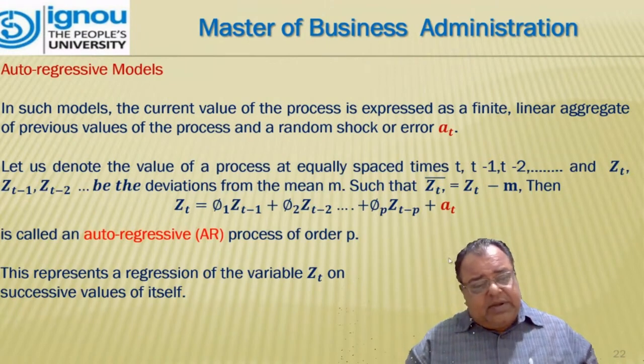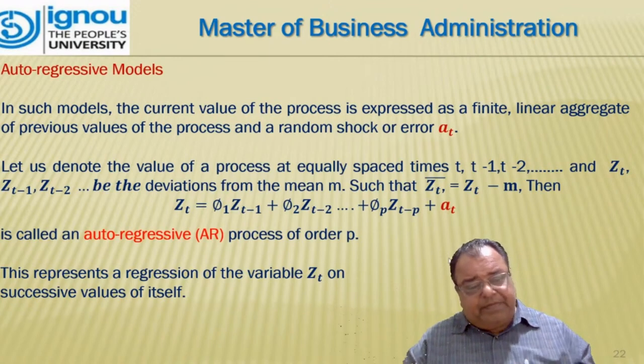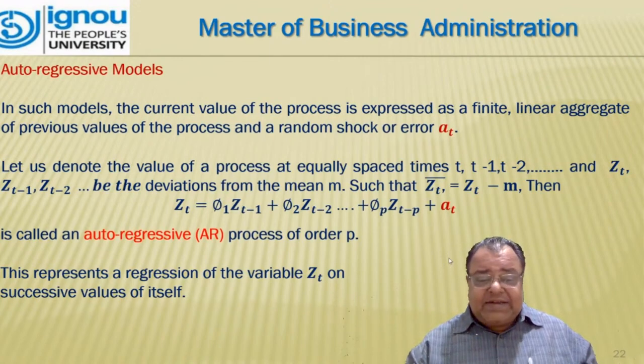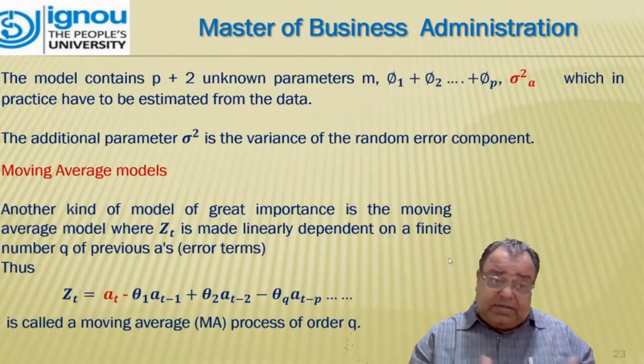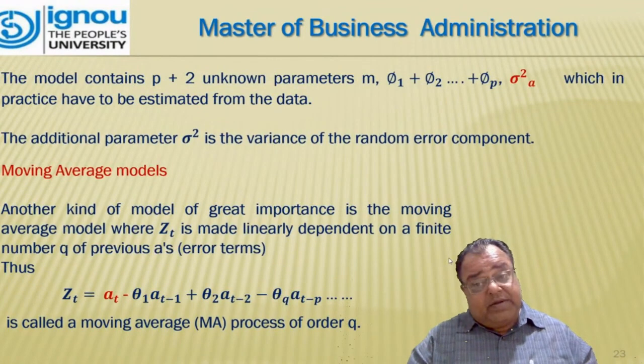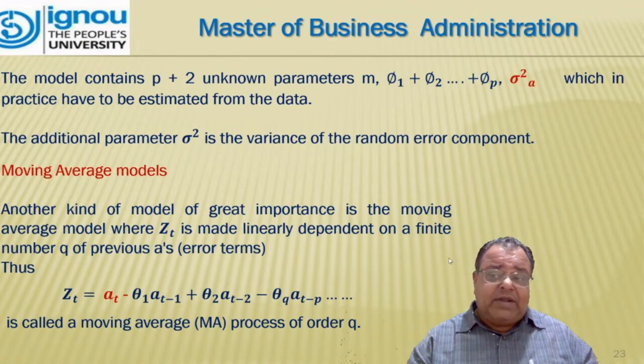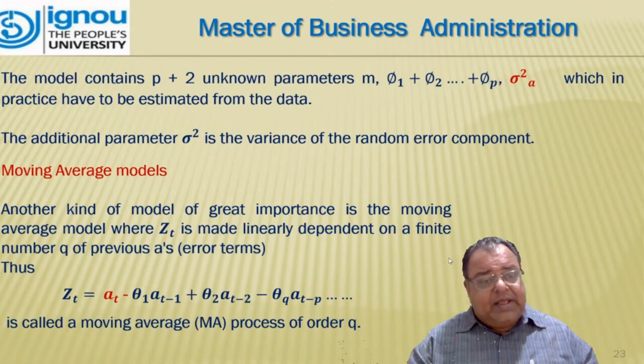This is an autoregressive process of order p. This represents a regression of the variable zt on successive values of itself. This model contains p plus 2 unknown parameters, that is m, phi 1, phi 2, up to phi p, and at the last, sigma square a, which in practice has to be estimated from the data. The additional parameter sigma square is the variance of the random error component.